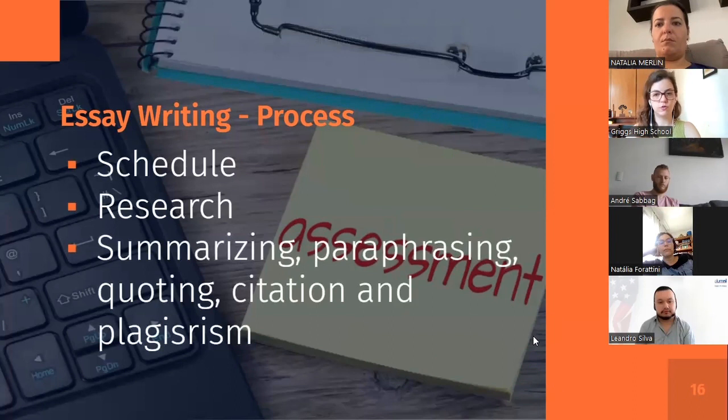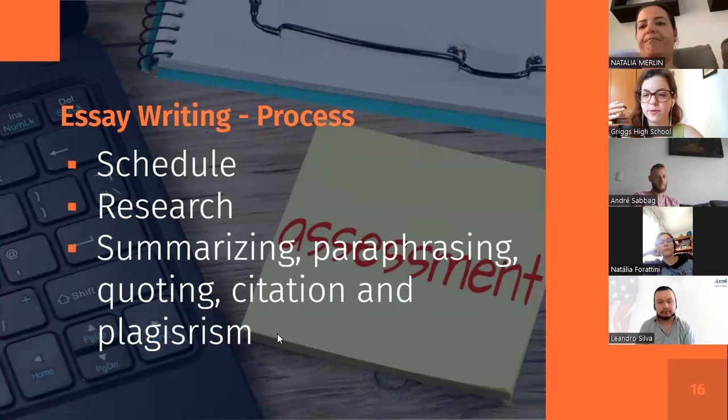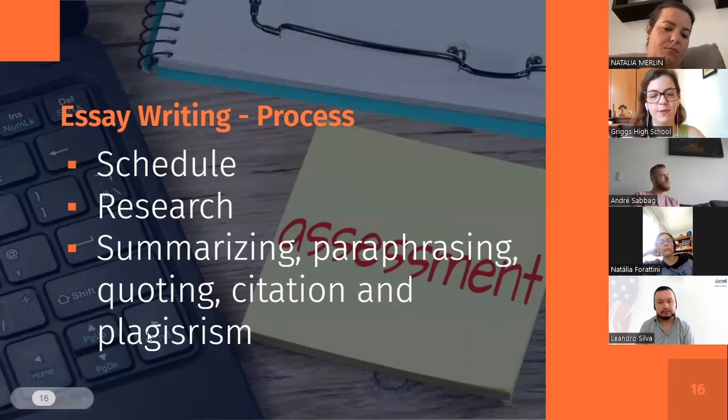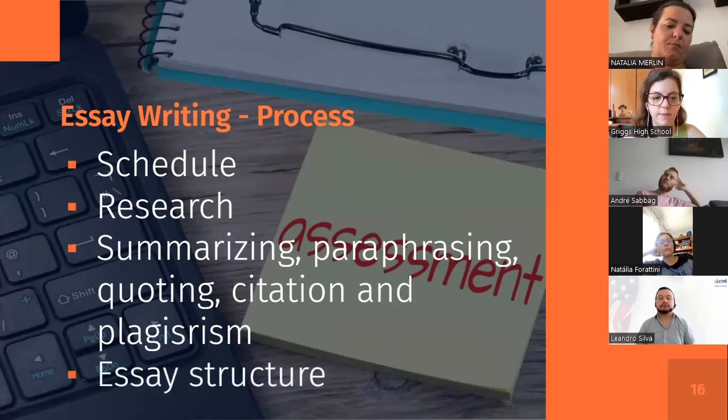Because students don't know how to summarize or what a summary is. They don't know how to paraphrase and what it means. They don't know how to quote properly, how to cite properly, and they don't really understand the concept of plagiarism. And many times they will plagiarize thinking they're not. Many times they just don't know what they're doing. So we need to teach them that.